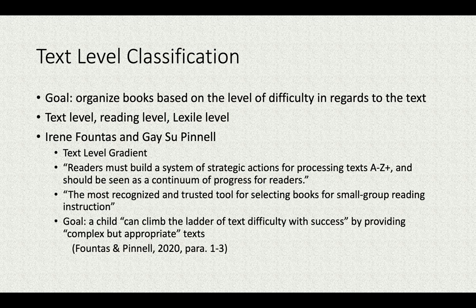The term text level was coined by Irene Fountas and Gay Su Pinnell in regards to their text level gradient. The text level gradient states, readers must build a system of strategic actions for processing text A through Z+, and should be seen as a continuum of progress for readers. The F&P text level gradient is the most recognized and trusted tool for selecting books for small group reading instruction. The goal of text leveling books is so that a child can climb the ladder of text difficulty with success by providing them with appropriate text.